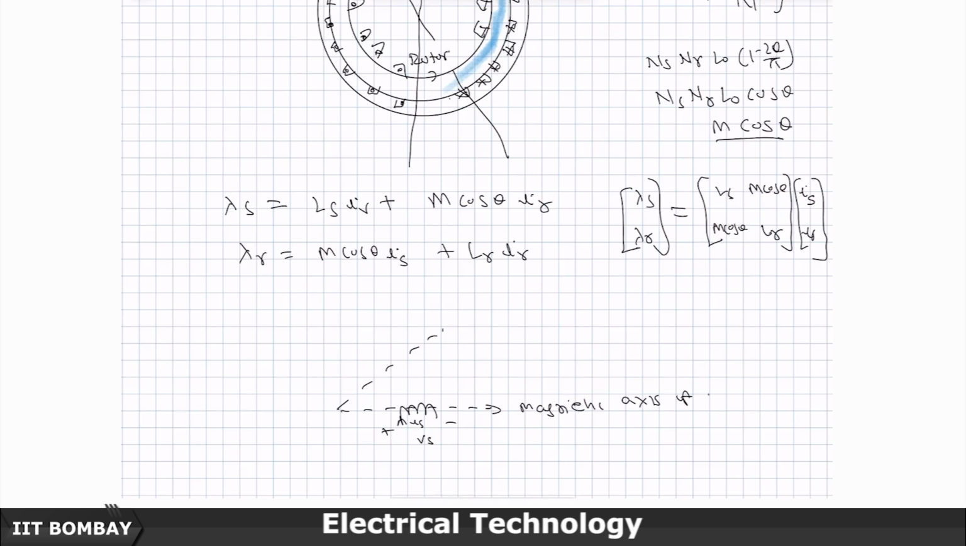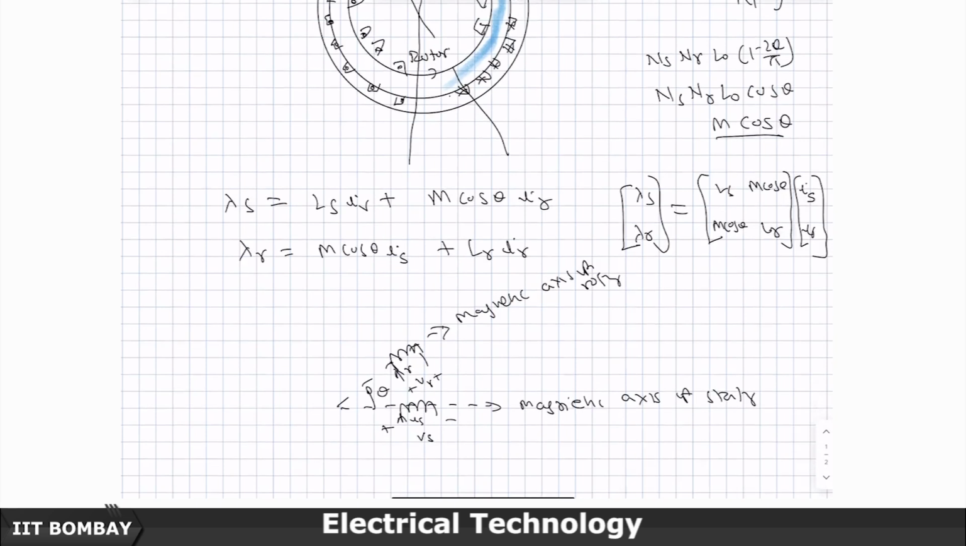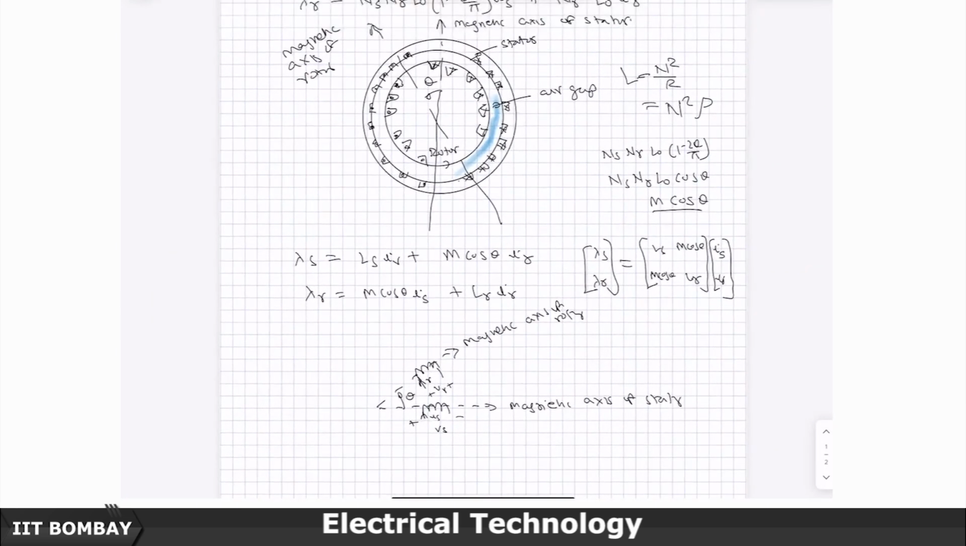Magnetic axis of stator, and this is the magnetic axis of rotor, at an angle of theta. You apply VR here and the current going through it is IR. So, instead of showing all this distributed windings and so on, here for the sake of depiction they are shown as concentrated windings, but at an angle of theta.